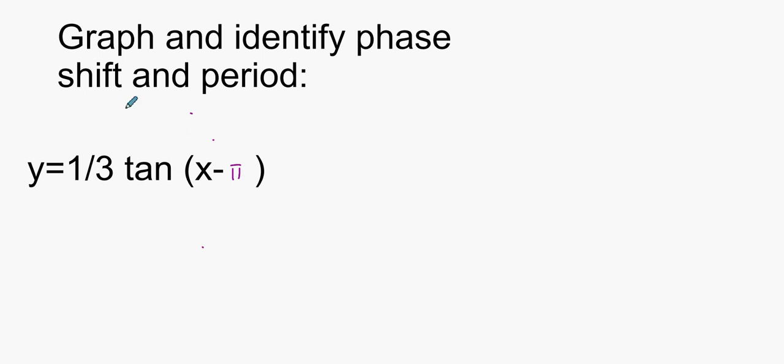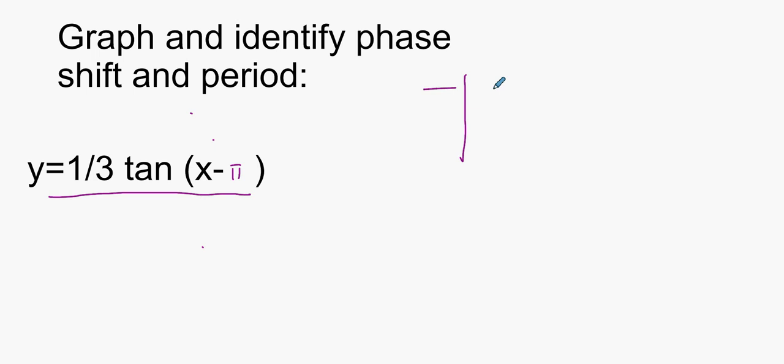Okay, what we're going to do is graph and identify some phase shifts and periods of the tangent graph and also cotangent. We're going to do two examples here. So example number one, what we have right here is the tangent. And if you recall, tangent has some different characteristics.